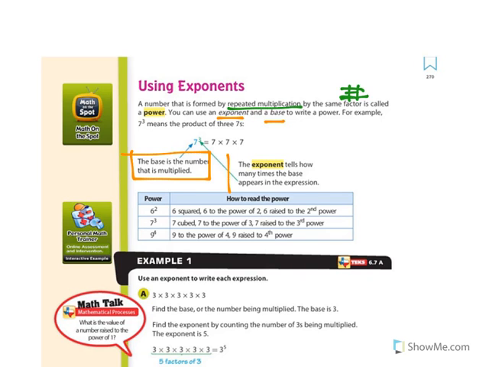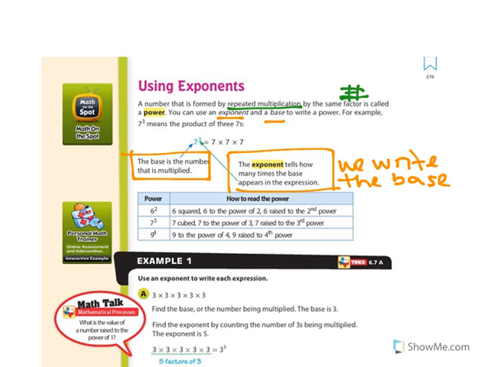The exponent tells us how many times the base appears in the expression, or how many times we write the base. So since the exponent is 3, we write the 7 3 times, and then we put multiplication between those.